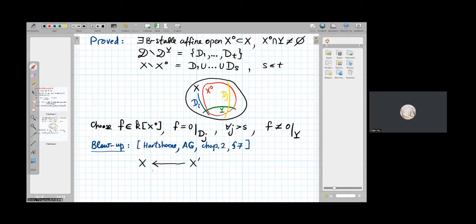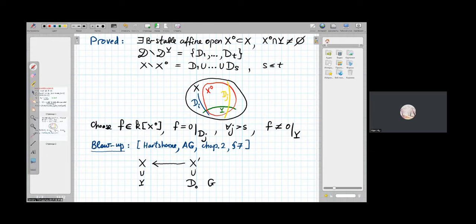Not from X. Excuse me? What is your question? You write the morphism from X prime to X. Exactly. The morphism from X prime to X. So X contains the closed G-orbit Y, which I want to blow up. And this blown up variety, X prime, contains a prime divisor, D naught, a distinguished divisor.